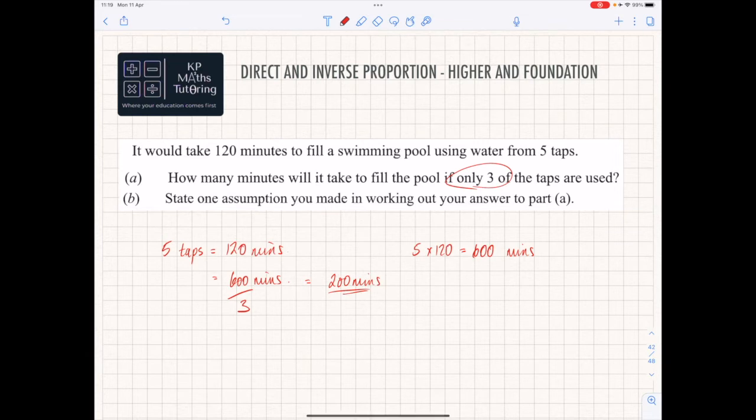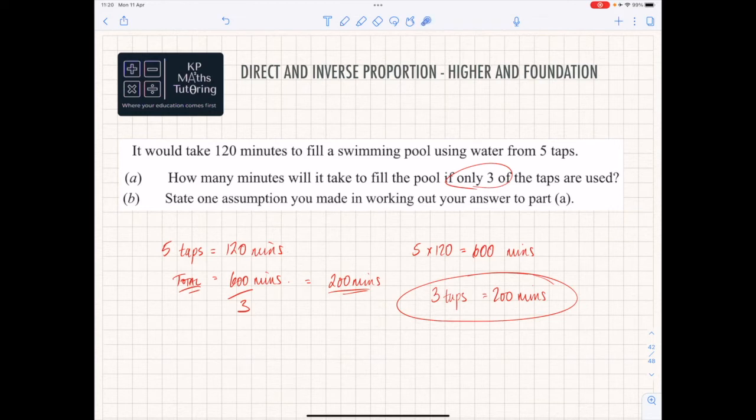So what that means is it will take 3 taps 200 minutes to fill up that swimming pool. Each tap will be running for 200 minutes because it doesn't matter how many taps you've got, it will still take 600 minutes. That's your total time. It will take 600 minutes to fill that swimming pool up.